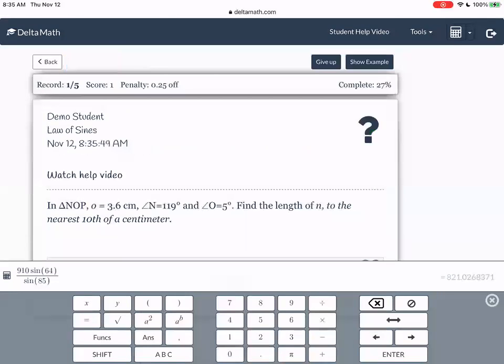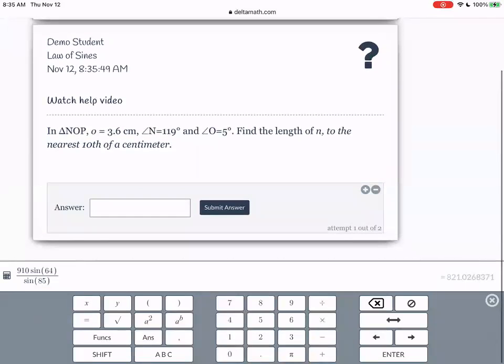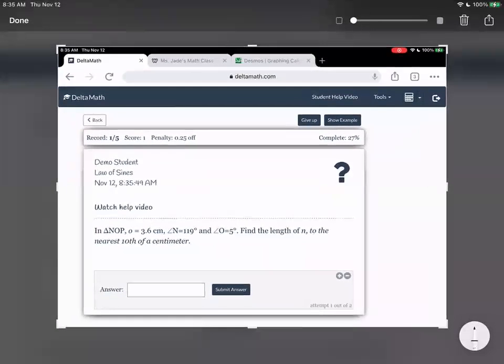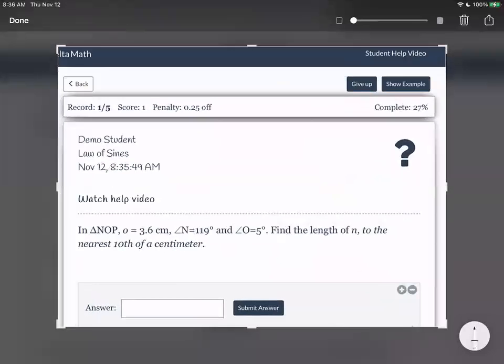Let's do another one. So it says in triangle NOP, it says all of those things. I'm going to just draw it out so that I don't have to read it twice. Here is my triangle. Side O is 3.6, so that would be this side, 3.6. Angle N is 119, and angle O is 5 degrees. Find the length of N to the nearest tenth of a centimeter.